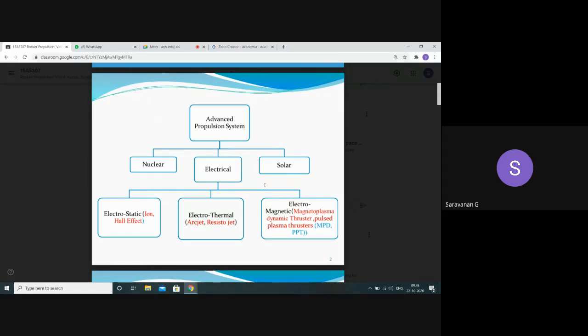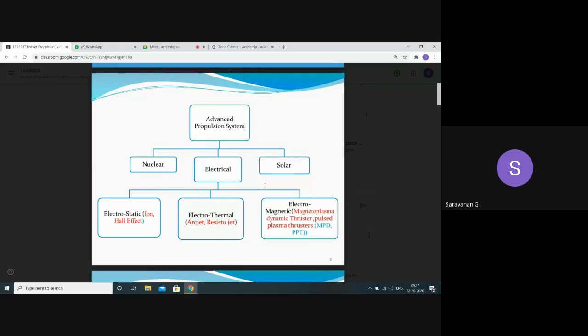So compared to the traditional chemical propellant, like fuel and oxidizer, here the source of energy is received from the sun, from electric power, and from nuclear energies. So we have three broad classifications: solar propulsion, nuclear propulsion, and electrical propulsion. Each can be further classified based on application and the development of the principle of operation. There will be different variants within each category of nuclear, electric, and solar.